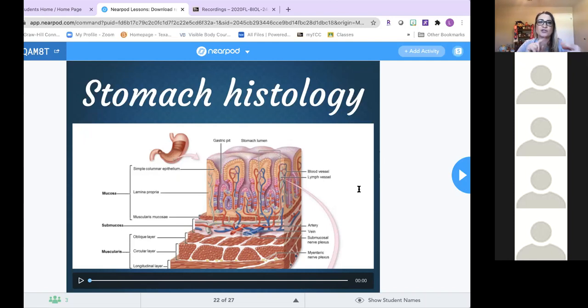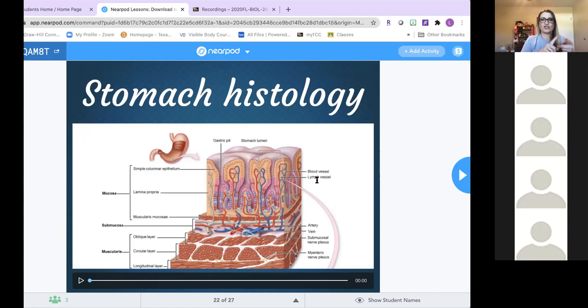Parietal cells produce a substance known as intrinsic factor, and this is necessary for proper absorption of B12 in our small intestine. And B12 is necessary for normal production of erythrocytes. So this function of the parietal cells is extremely important in our body. Another function of parietal cells is to aid in formation of hydrochloric acid.